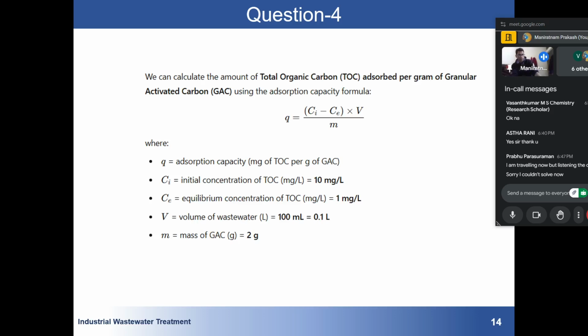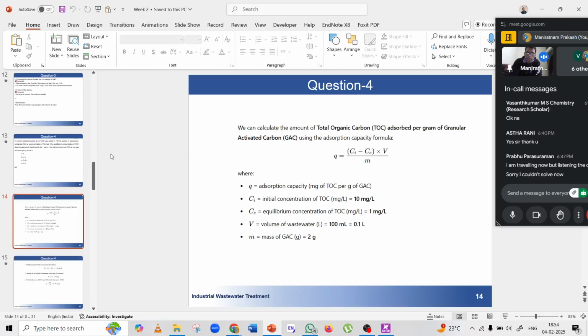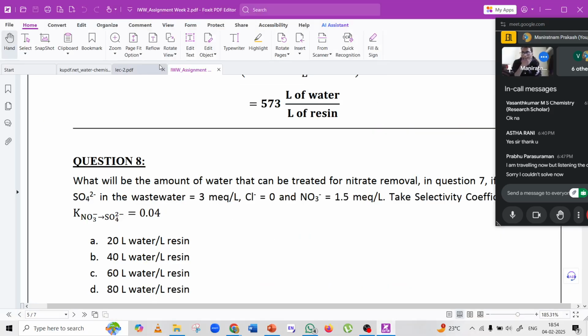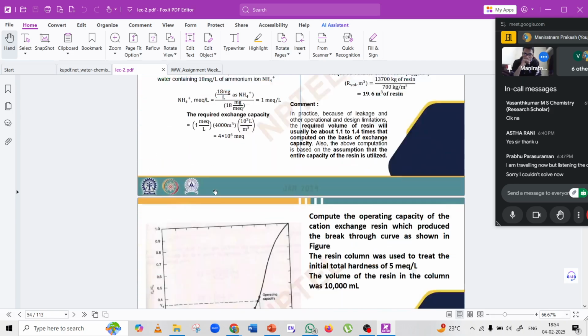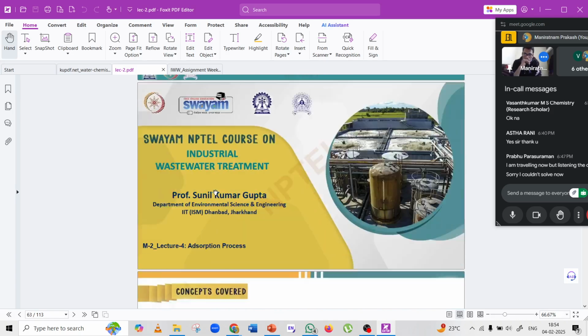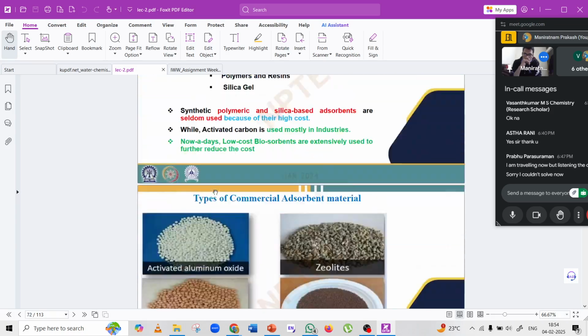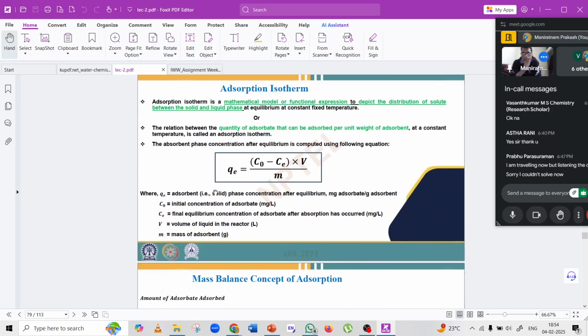So see, the formula to solve this is very simple. Again, this is in your lecture also, in the adsorption part. This is the adsorption isotherm equation, that's Qe. Q is the adsorbent phase concentration after equilibrium. It will be the initial concentration of adsorbate, that is the contaminant, minus the equilibrium concentration of adsorbate after adsorption has occurred, into the volume of the liquid, divided by the mass of the adsorbent.